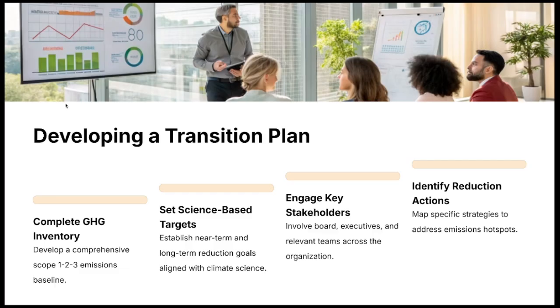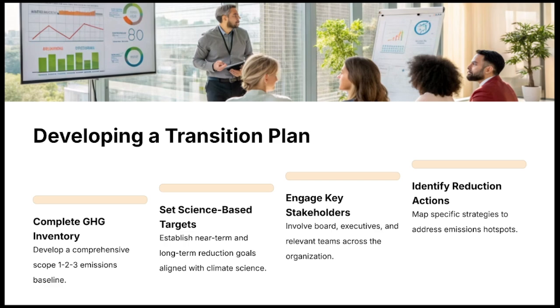Now let's talk about how to develop a transition plan. First, you need to complete a GHG inventory covering the three scopes that can give you a comprehensive baseline and help identify where reductions are most needed. Next, you need to set science-based targets. This includes both near-term and also long-term goals, which are aligned with the global effort to limit warming to 1.5 degrees. And this is actually the step where you establish the ambition and timeline for your transition.